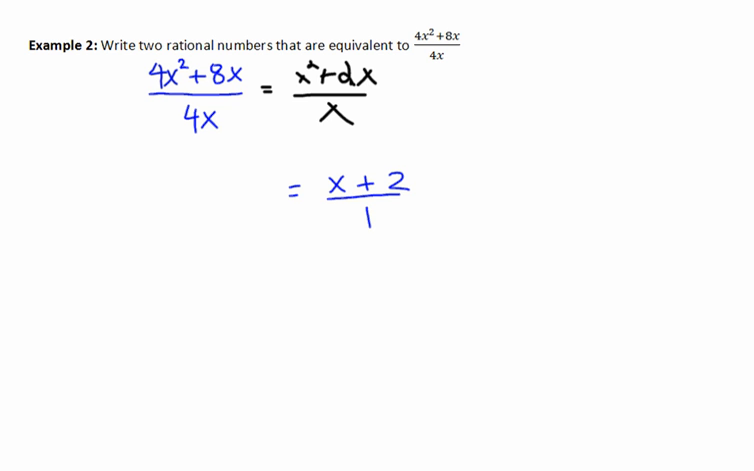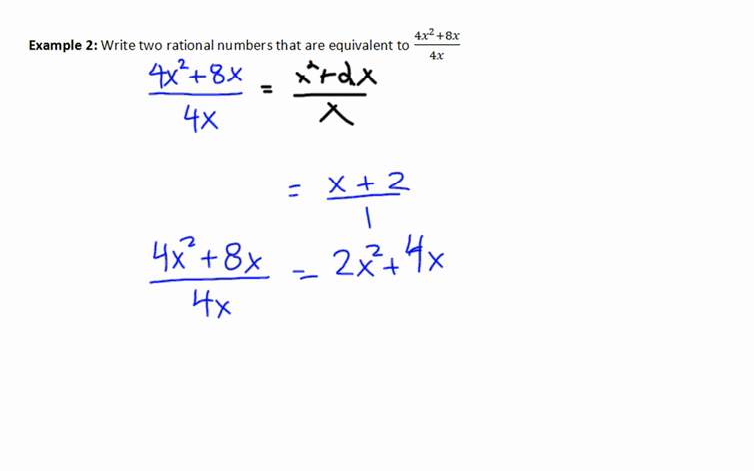What's another one? What else could you do to this to make an equivalent fraction? So divide everything by 2. That's what you did. So 2x squared plus 4x over 2x. On the test, would they ask you to find more than the most simplest form or something? Yeah, we're going to have to do that later on. We will learn that.